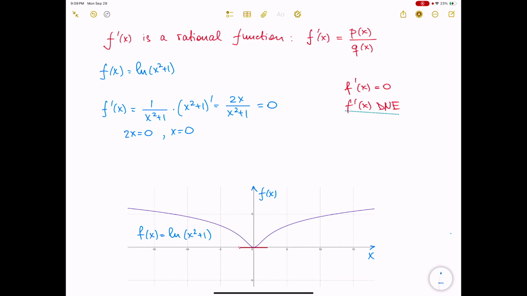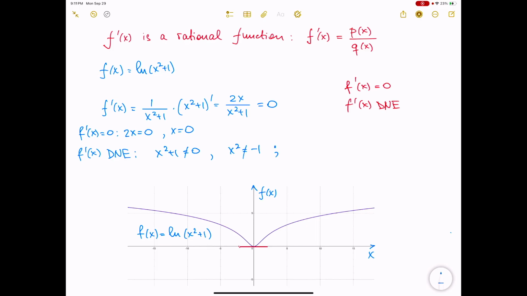The quotient would not exist if we divide by 0. In the denominator, we have x squared plus 1 equals 0. This is true if and only if x squared is equal to minus 1. However, none of the squares of real numbers are equal to minus 1.